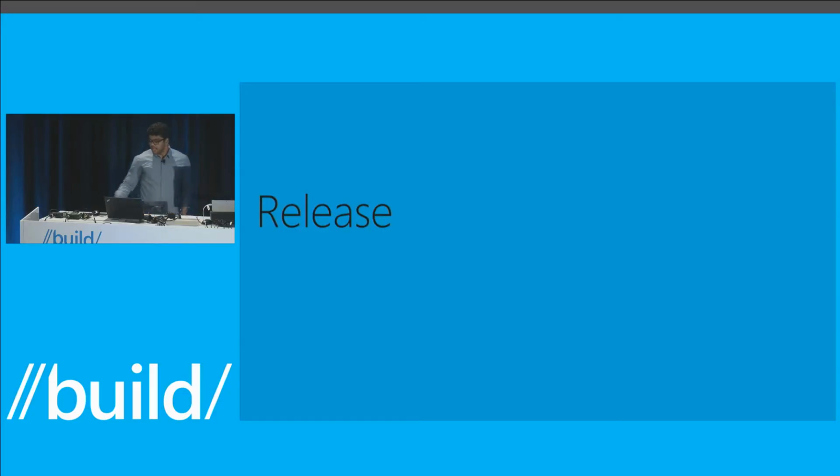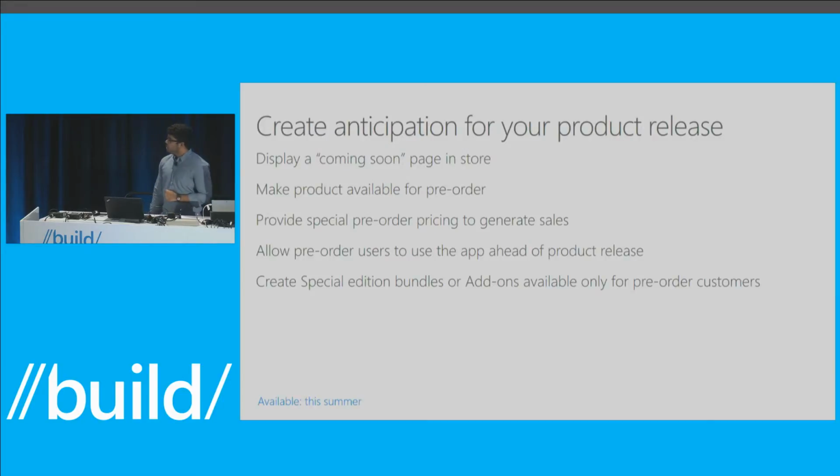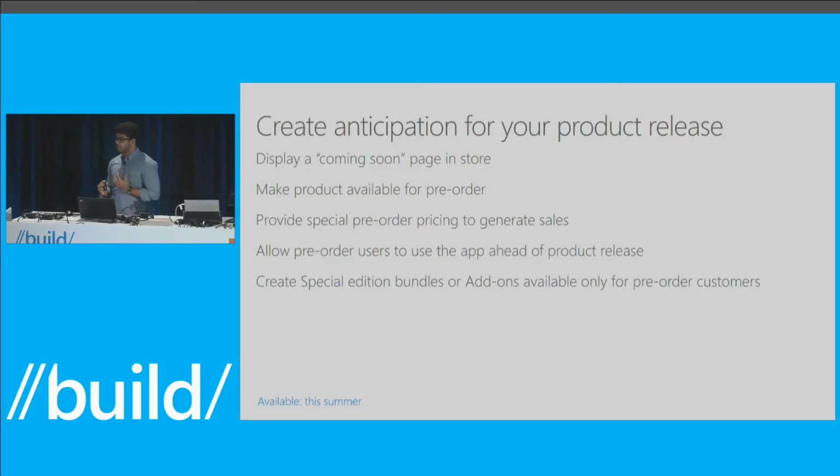Thanks, Jonathan. Now that you used powerful tools to develop your apps and submit it using simple, effective workflows, let's talk about how you can improve your release cycle. You want to create anticipation for your product release. You want to tell your users who are anxiously waiting for your game release that your game is coming soon to the store. Your users will be able to search and find this page in the store. And this gives you an opportunity to communicate with your users the latest and up-to-date news about your product.